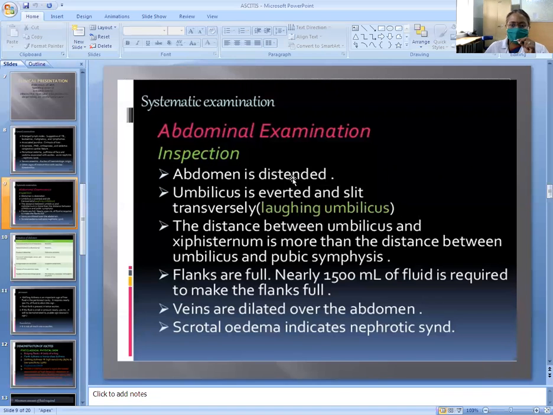Flanks are full. Nearly 1500 ml of fluid is required to make the flanks full. There are dilated veins over the abdomen. If scrotal edema is present, it usually indicates nephrotic syndrome.